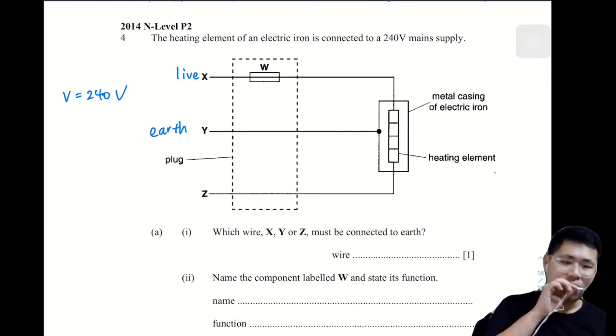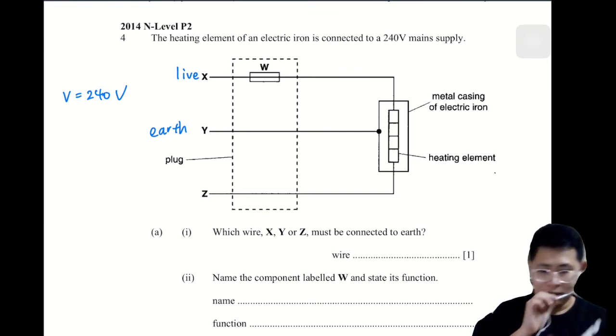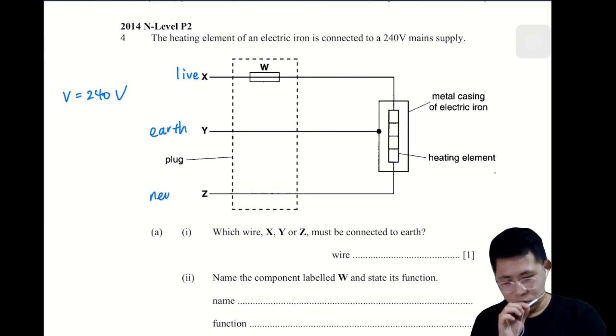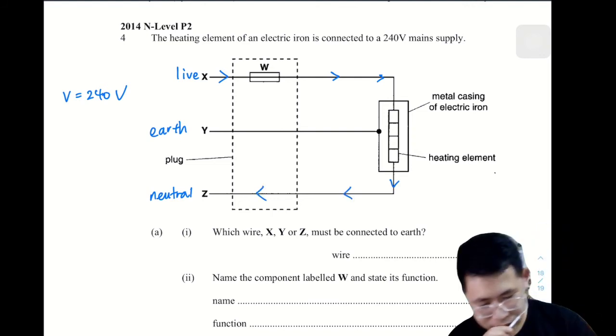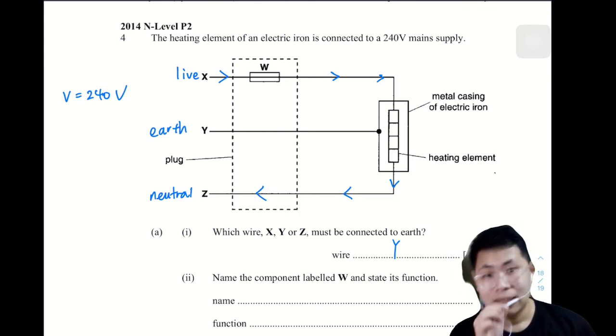Next one, Z is the one that connects to the heating element. So Z is our neutral wire. So current flows in from X and comes out from Z if nothing happens. Which wire must be connected to earth? Y.